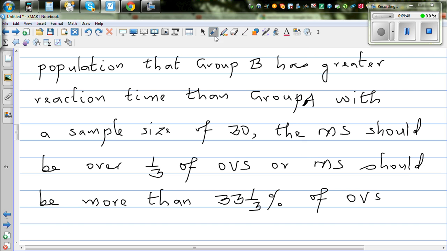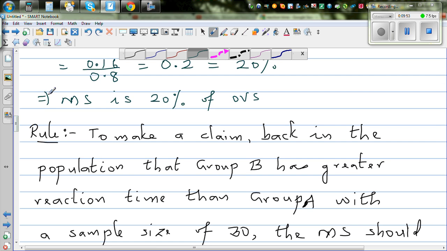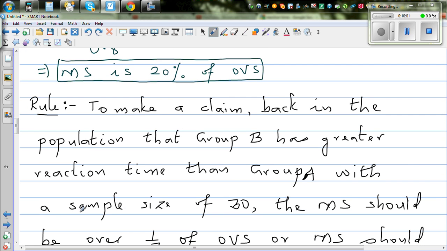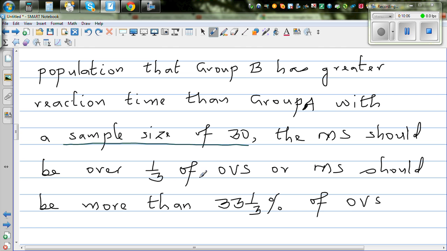Okay, now what is the result that we have got? The median shift that we have got is only 20% of the overall visible spread. But the rule tells me that if you want to make a call with a sample size of 30, the median shift should be greater than one third of the overall visible spread, or more than 33 1/3% of the overall visible spread.